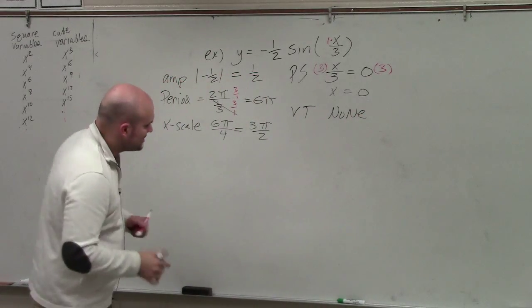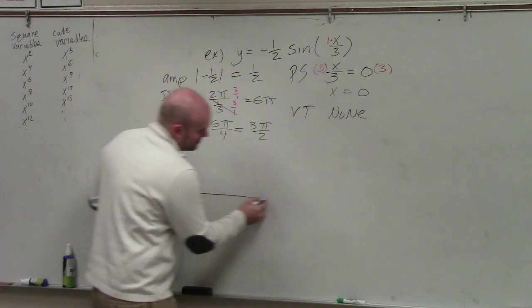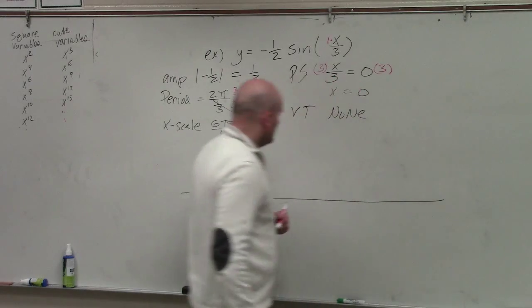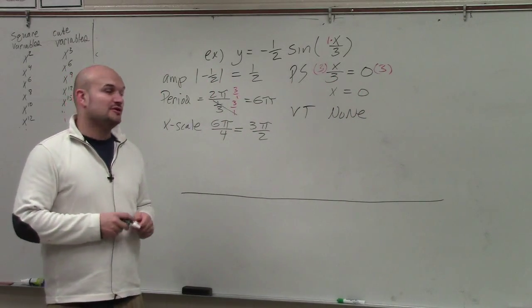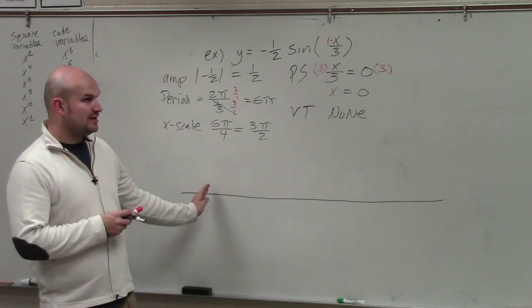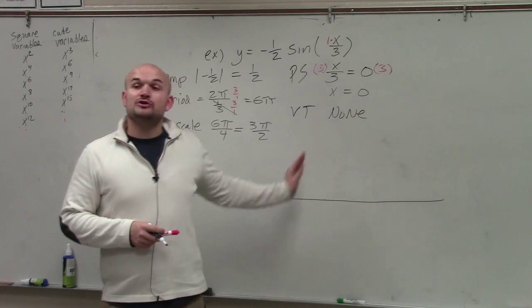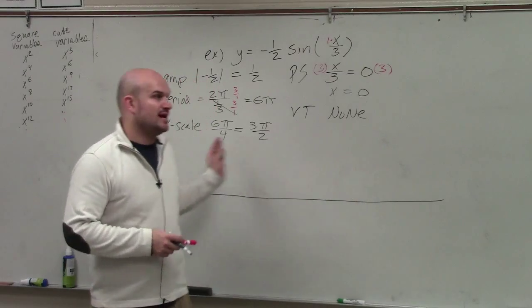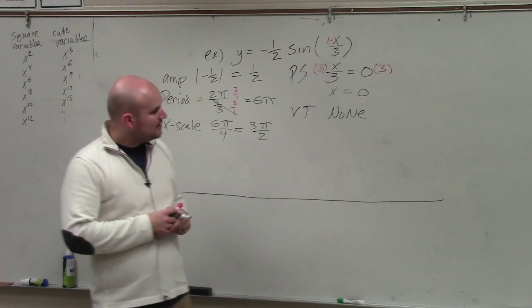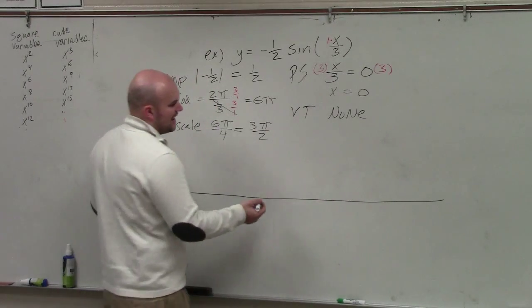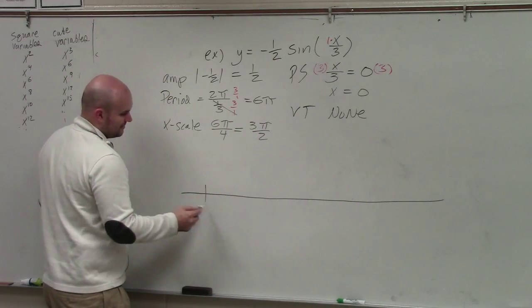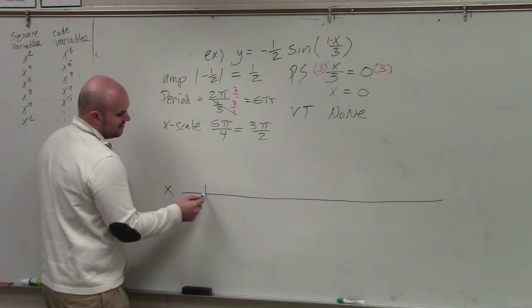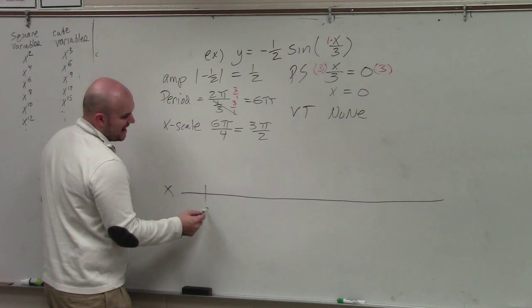OK? So when graphing this, we're basically just going to use a number line. Now, I asked you guys to do 2 periods, right? You could do your initial period and then another period. You could do your initial period positive and then negative, which I'll do on the next example. However, we're going to start at 0. So here's my x-axis. And I'm going to start at 0.